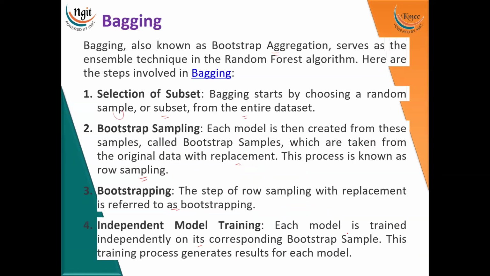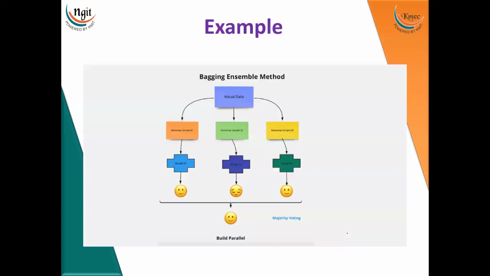This is how the process goes in bagging. You can see here the bagging ensemble method. This is the actual data. This is bootstrap sample 1, sample 2, sample 3, and for each one, we construct one model. This model has given this smiley, this model has given this smiley, and this model has given this smiley. So out of 3, the majority of classifiers has given this one, so the output will be this one. This is majority voting. This is the concept behind majority voting.